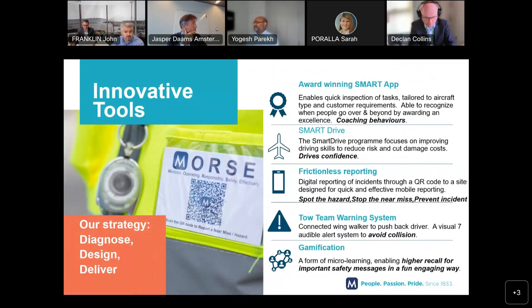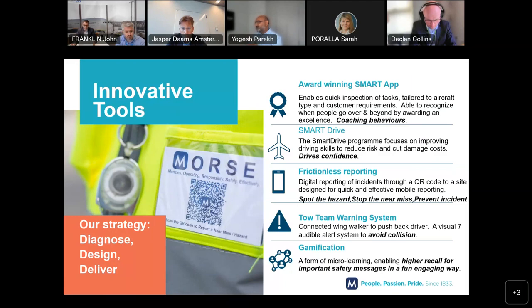So we looked at things that didn't quite work. We have this strategy, we call it the 3 D's. Diagnose what doesn't work, design a solution, and then deliver it. There are a number of solutions here you can see. For example, the smart app: we re-engineered this because we saw a huge amount of new people coming into the business. So we looked at how we can become less compliant, but more focused on coaching. And it's about how we coach people.